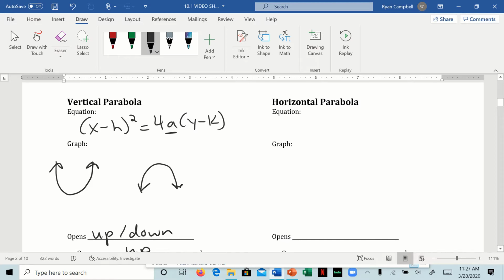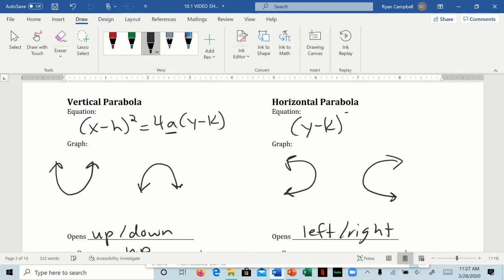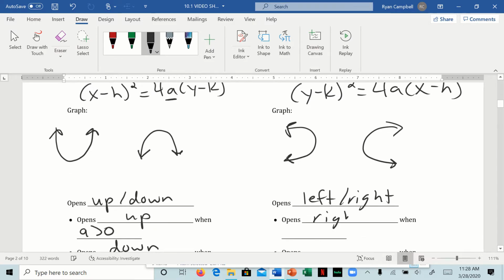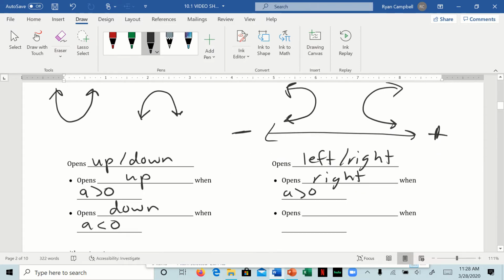Likewise, if we have the horizontal parabola, it's either going to open to the left or to the right. And the equation in this case, basically the x and the y's just switch. So for the horizontal, we get (y minus k) squared equals 4a times (x minus h). It's going to open to the right when a is positive, because if you talk about an x-axis, going left to right, the right side is the positive side, the left side is the negative side. So when it opens right, it's because a is positive. When it opens to the left, it's because a is negative.